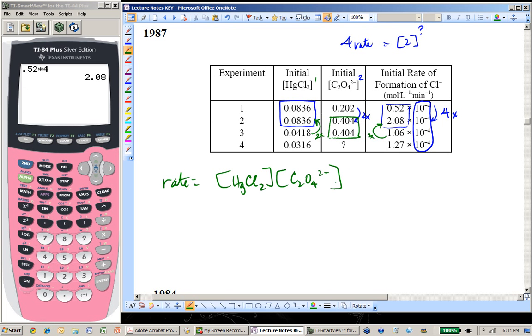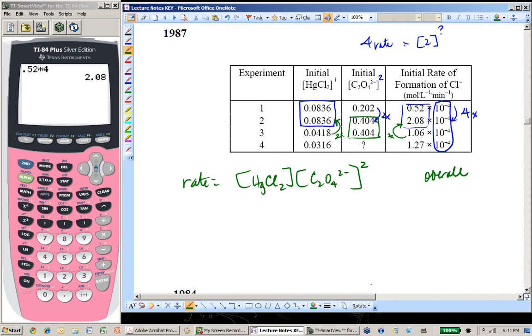C2O4 2 minus, squared. Overall order. Again, let's follow the recipe. This is the thing that they almost always will ask you: what's the overall order? 3. It's third overall. Therefore, K's units are, again, 3 fingers in the air, drop 1: molarity squared, dot, minute.